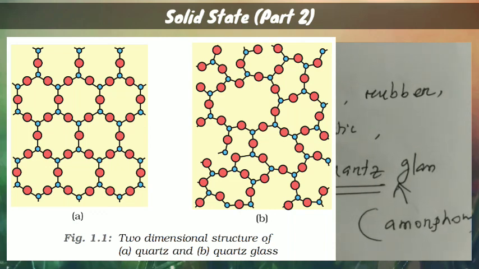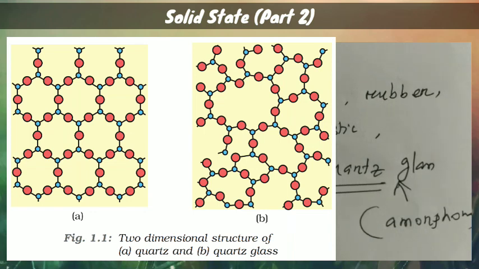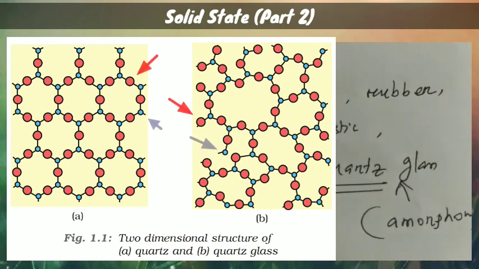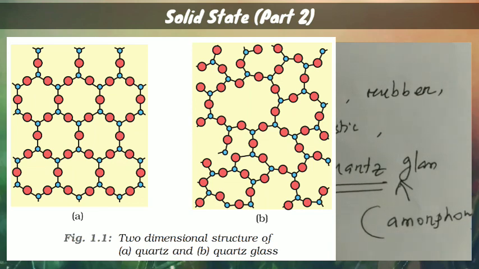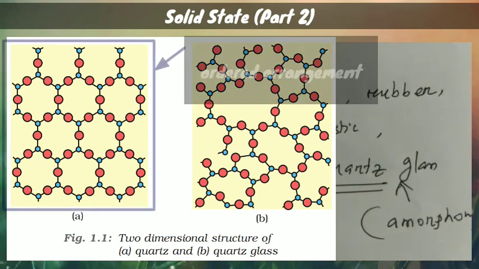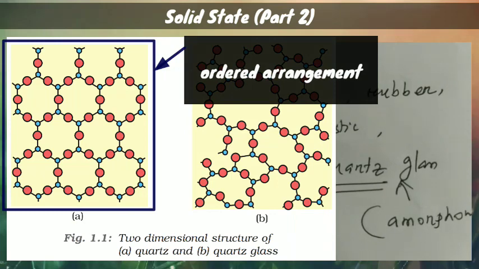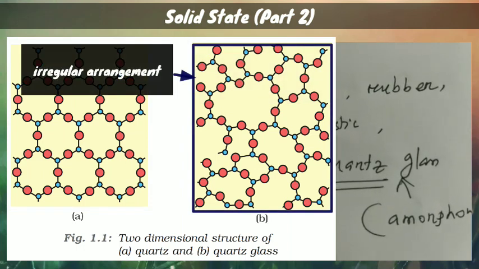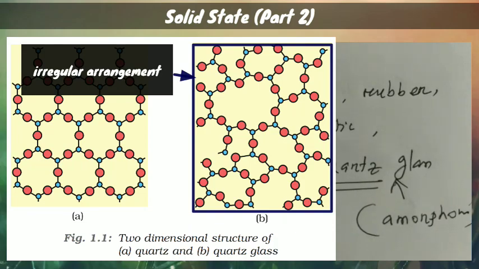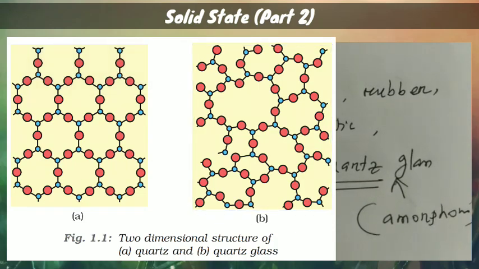If you notice figure 1.1, there are two types of constituent particles, one red and the other blue. They are in ordered form, and the constituent particles repeat over and over. But in the second one, B, which is the amorphous quartz glass, a part of the solid is in ordered form and the remaining part is not in ordered form.